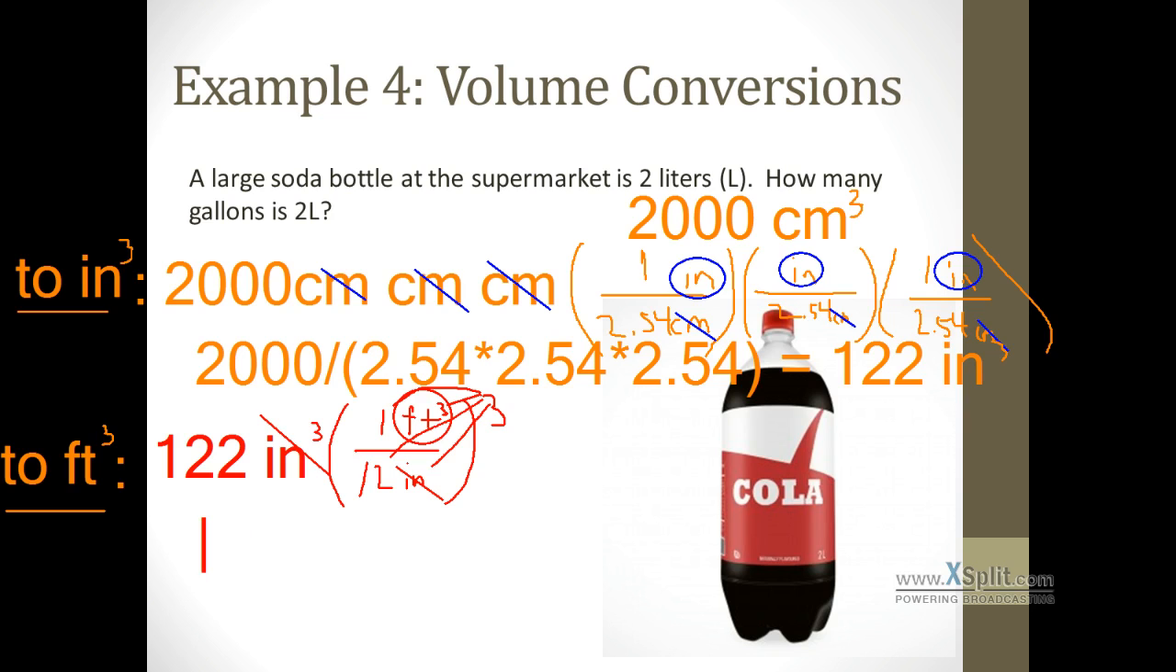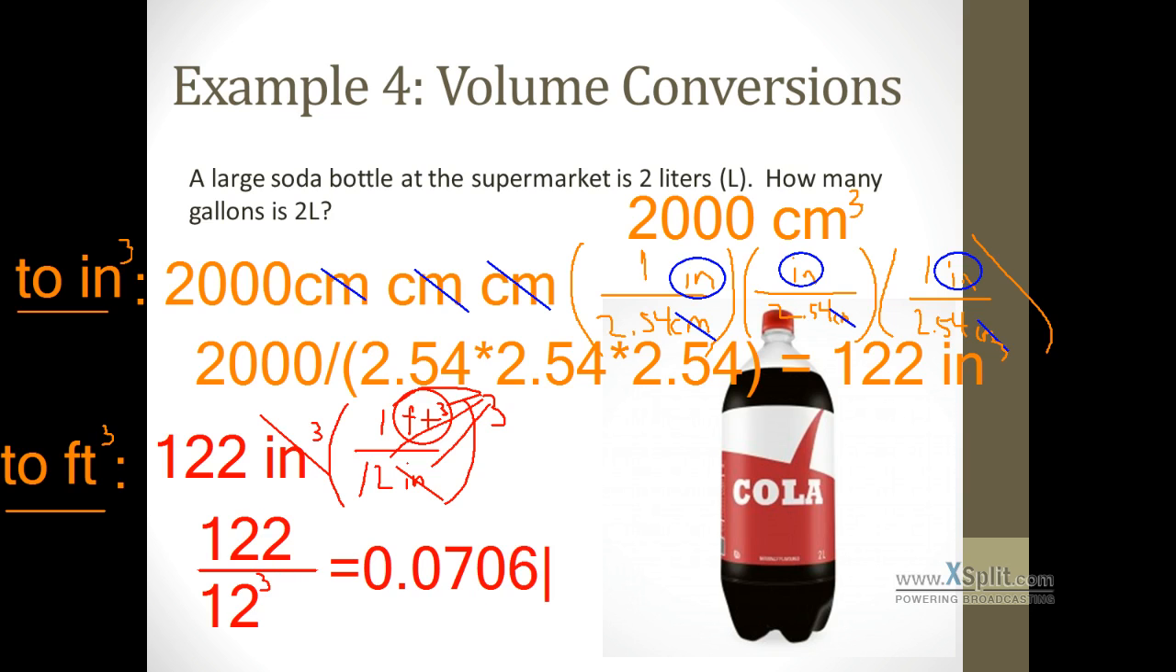In our calculator, we can go ahead and type in 122 divided by 12 cubed. That's the same as saying 122 divided by 12 times 12 times 12. If you divide that out, that's going to give us 0.0706. What units do we have? We have feet cubed left. 0.0706 feet cubed.